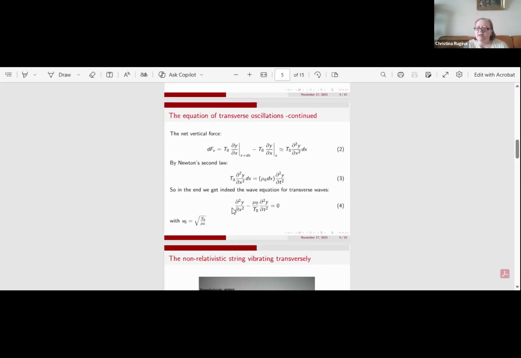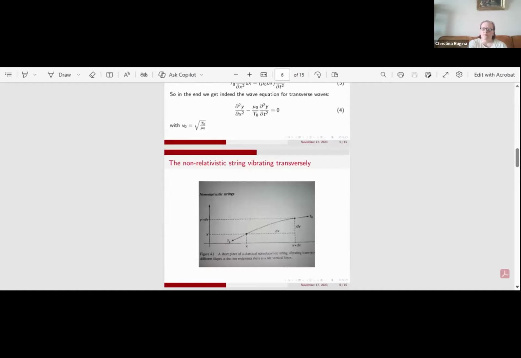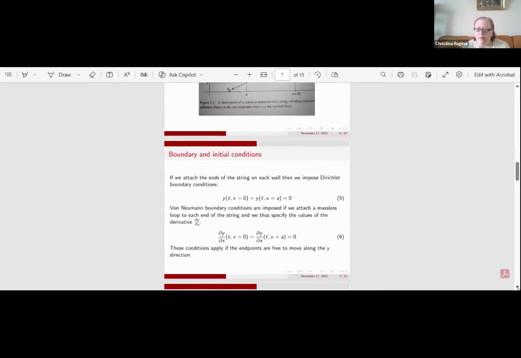So roughly speaking, that's why we get what we get. This is the vertical force, and this is mass times acceleration, d squared y to dt squared, times the length dx. Now if you think of transverse waves, this is the inverse velocity squared, and that is the wave equation from heuristics, not from the Lagrangian. We'll do that later. This is the equation of motion, physically, for the waves on the string. And that's the equation.